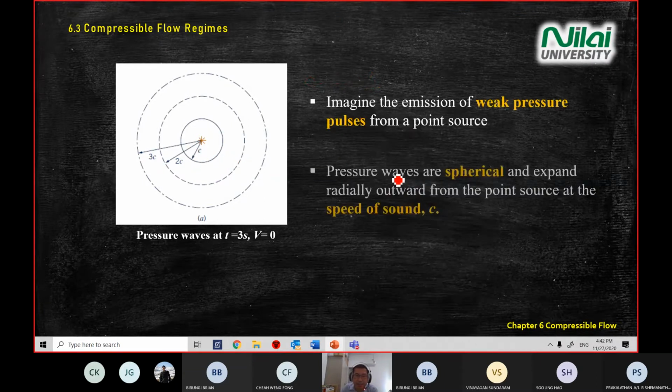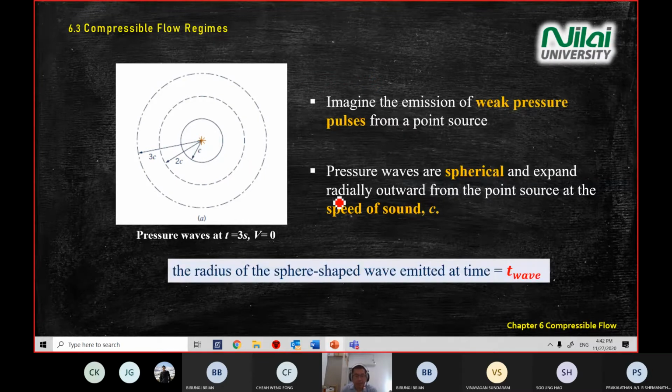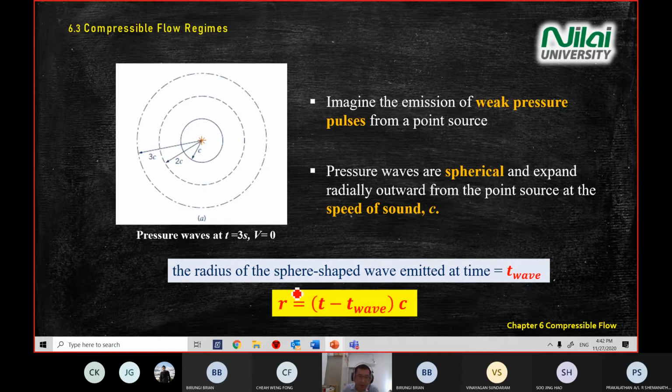All right, now the second one. There's a calculation for the radius. We use the P wave. So the radius R, which is this one. Just now I gave you a very simple illustration, but actually there's an equation to calculate R. R is (T minus T wave) times the speed of sound. Meaning the time difference times the speed of sound is the radius.